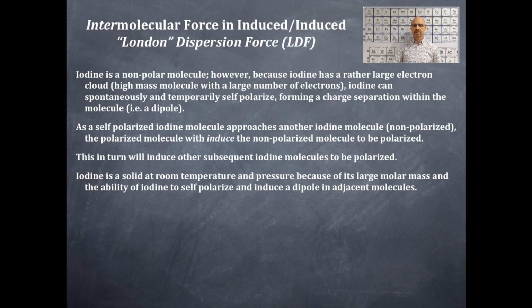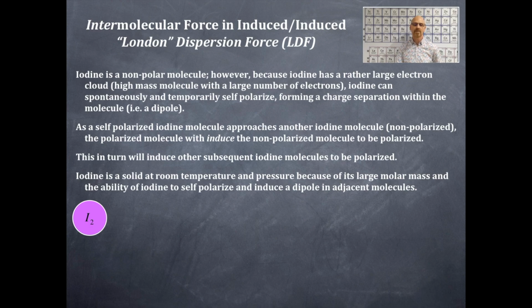Iodine is a solid at room temperature and pressure because of its large molar mass and the ability of iodine to self-polarize and induce a dipole in adjacent molecules. Very important, right? Because it is a halogen, and iodine is the solid of all of the halogens. Bromine is a liquid, and chlorine and fluorine are both gases at room temperature and pressure. So here's a diagrammatic view of what I've just described.